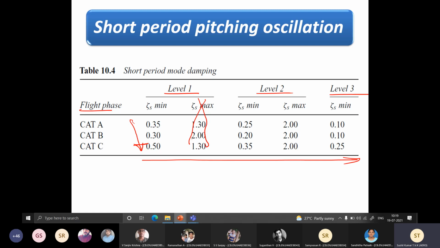And if you look at it vertically, when you go down, Cat C is takeoff and landing phase. Definitely you don't want the aircraft to start oscillating when you're landing or taking off. So naturally you require more damping. Is it clear to the class? So instead of vaguely telling that the aircraft's response is good or bad, now we are putting some numbers to it. And these are internationally accepted standards.